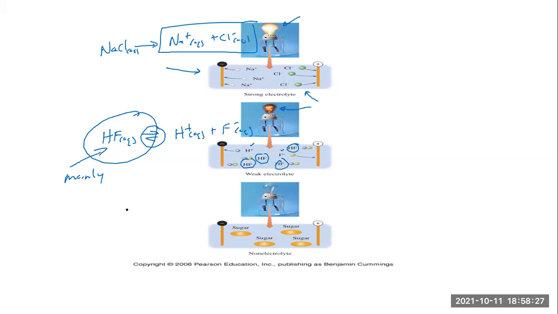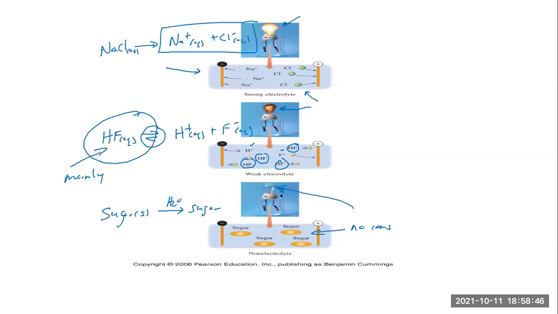And down here is sugar, which again goes from solid to being dissolved, but no ions present. And again, we see that the light bulb does not go off in this particular case.